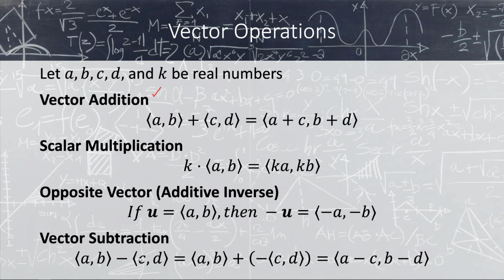Vector subtraction is the exact same thing as vector addition, where the second vector is the opposite vector. So AB minus CD is the same thing as AB plus the opposite of CD. And if you actually perform scalar multiplication here with the implied negative 1 and then do vector addition, you're going to have A minus C for the horizontal component and B minus D for the vertical component.